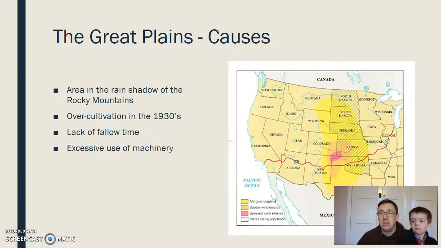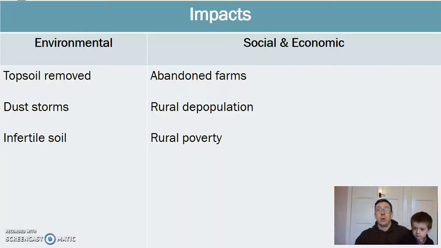A big lack of fallow time given to the farms in these areas, so the soil quality suffered. You also started to see machinery used excessively, and this had an impact on the quality of the soil as well. Now, what were the impacts of this? Realistically, we're just branching it into 2 sections at this point. Environmentally, we've got a loss of topsoil. We've seen very, very bad dust storms, and this resulted in the soil being made infertile. Socially and economically, farms had to be abandoned. People had to move out of rural areas and into some of the cities in these regions, and rates of rural poverty increased hugely.